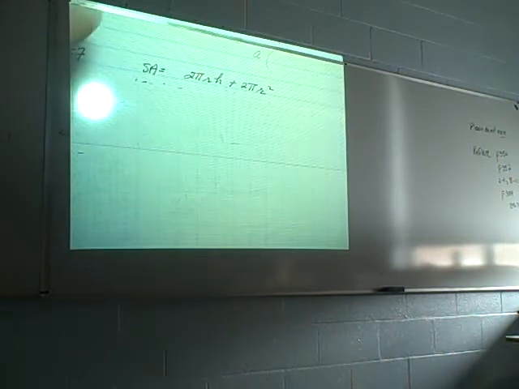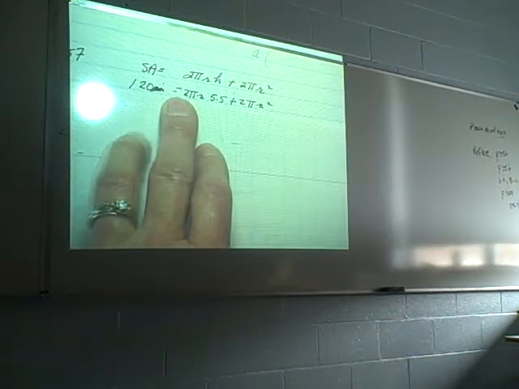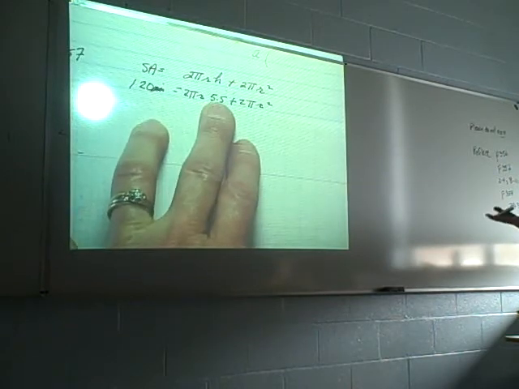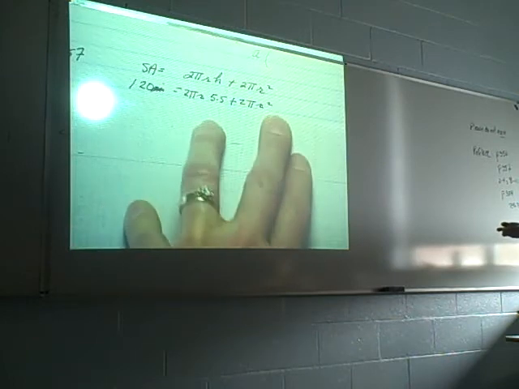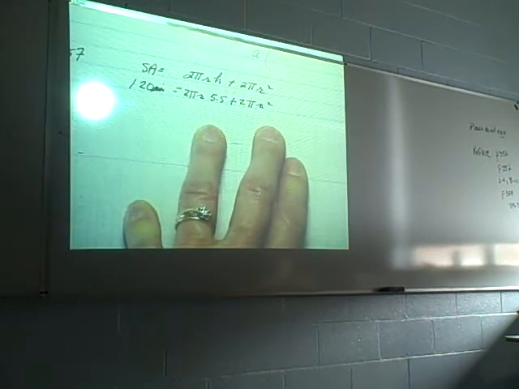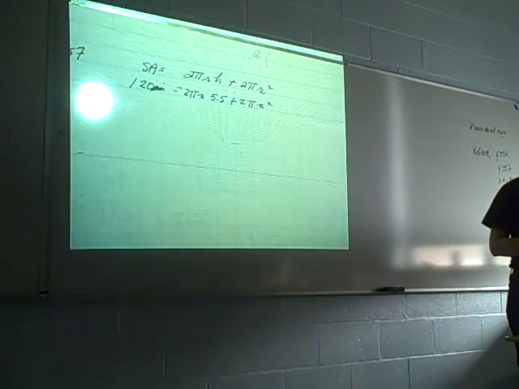Okay, so I'm just going to plug in my values. So I had 120 is equal to 2 pi r 5.5 plus 2 pi r squared. Okay, so what is a little bit different about this problem than the other ones that we've done?